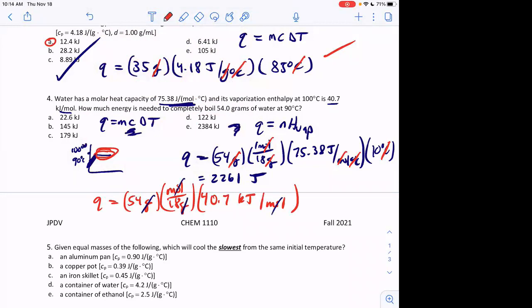122.1 kilojoules. Now we're going to convert this to kilojoules, so we do plus 2.261, 0.261. And that'll be our answer. Which one do we get? Oh, obviously, let's see.